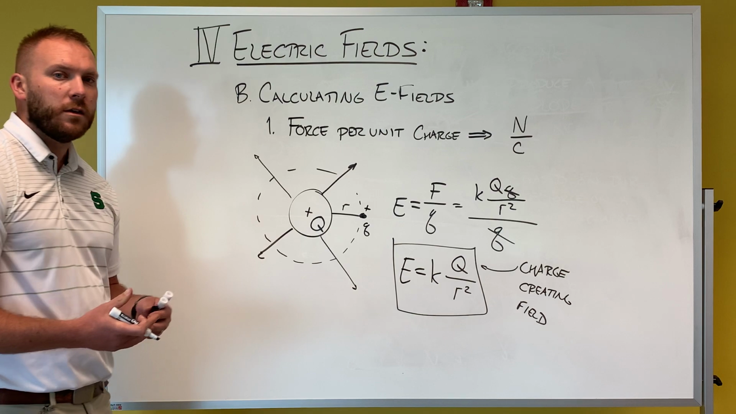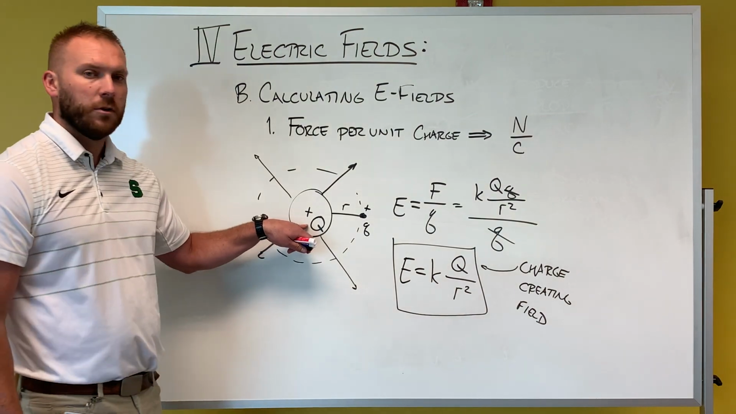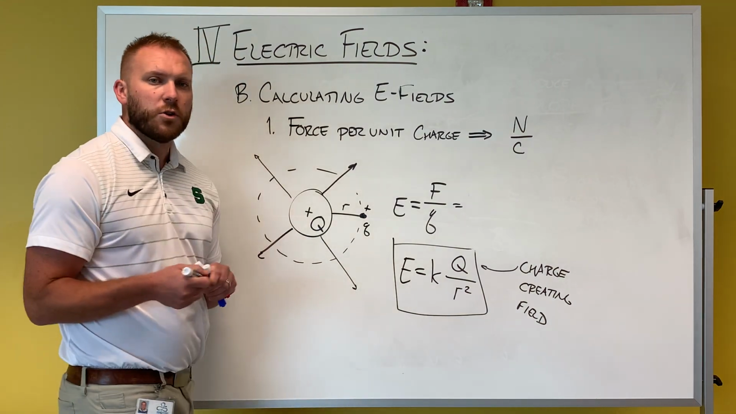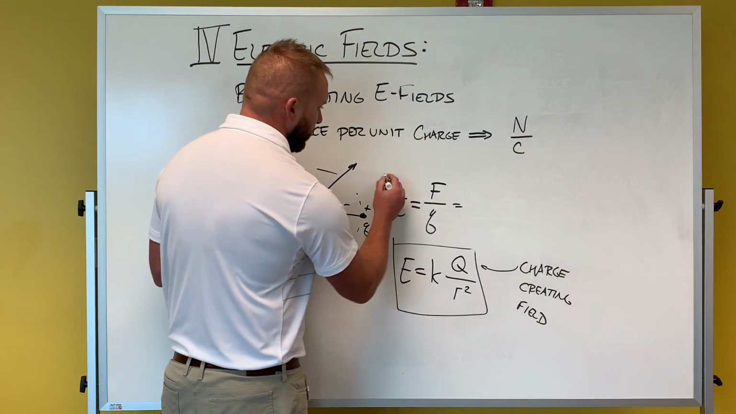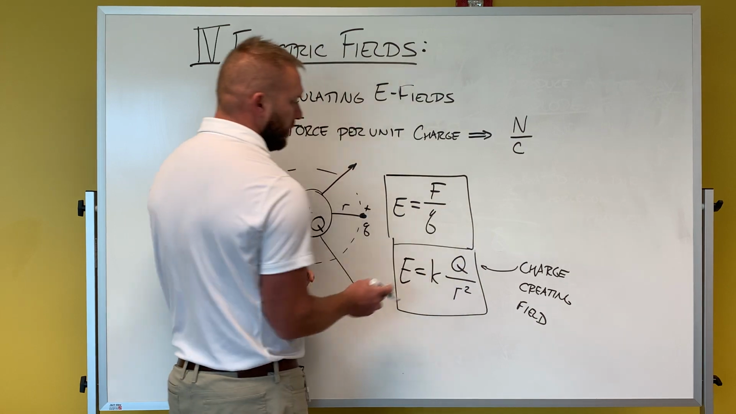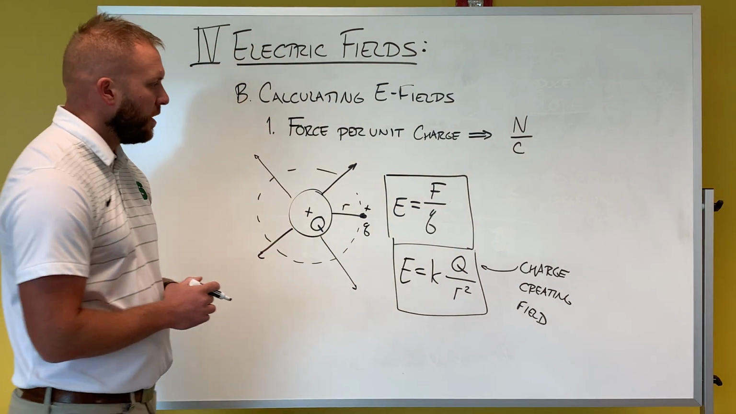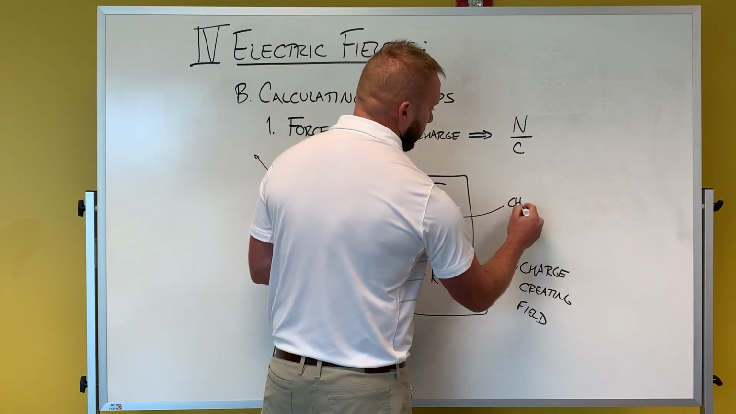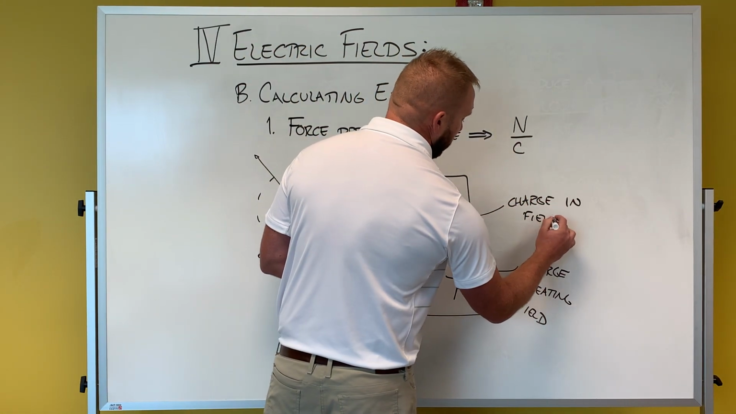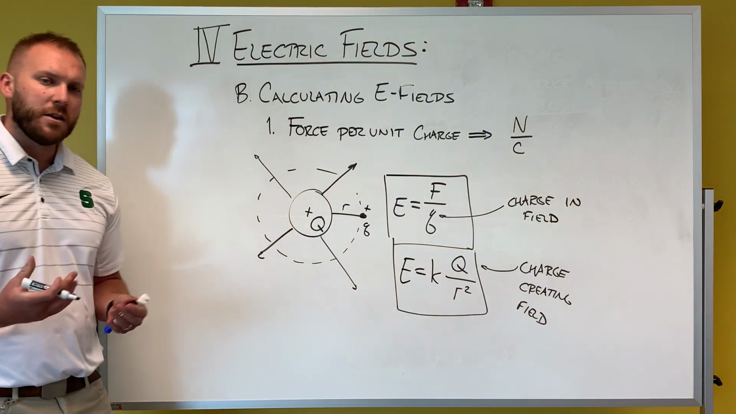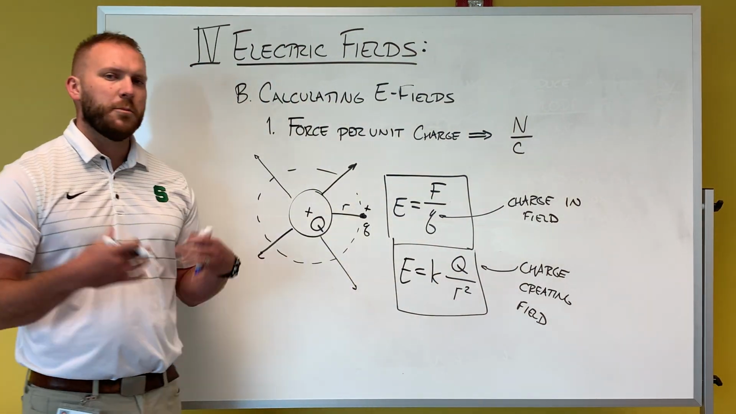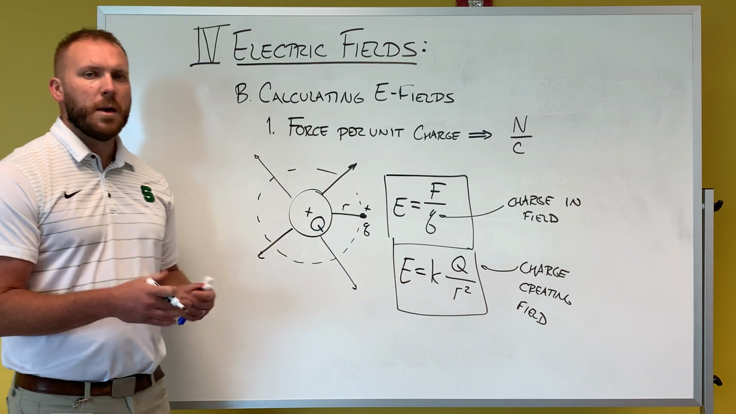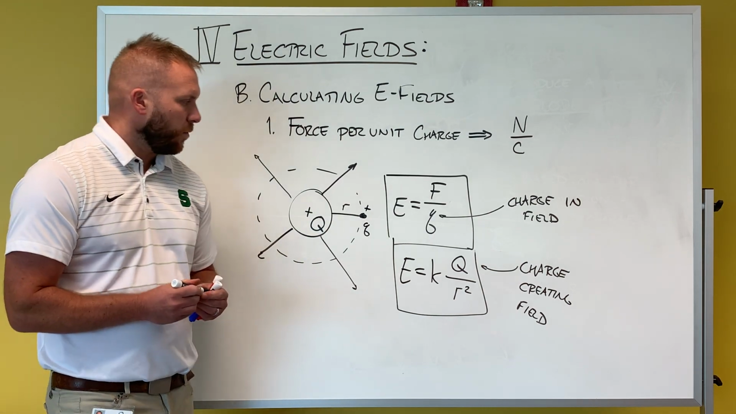And that's only if we know that this capital Q is the charge that's actually creating the electric field. The other equation that you'll use is this one that we started with, E equals force over charge. The only difference is you can only use this equation if we know the force that is acting and if we know the charge that's in the field. So it is not the charge that is creating the electric field, but it is in the field. It is typically a smaller charge than that of capital Q. All right, so those are the two main equations that we're going to use when we're dealing with this.